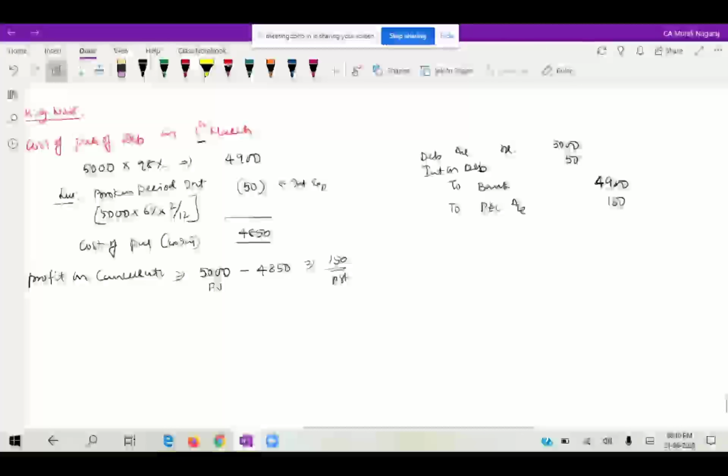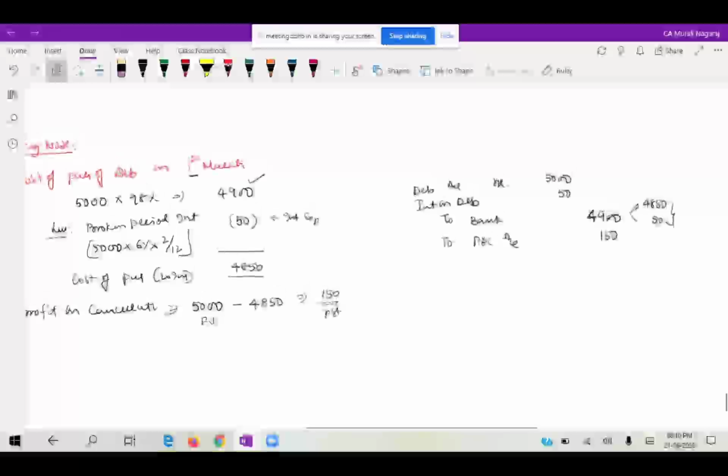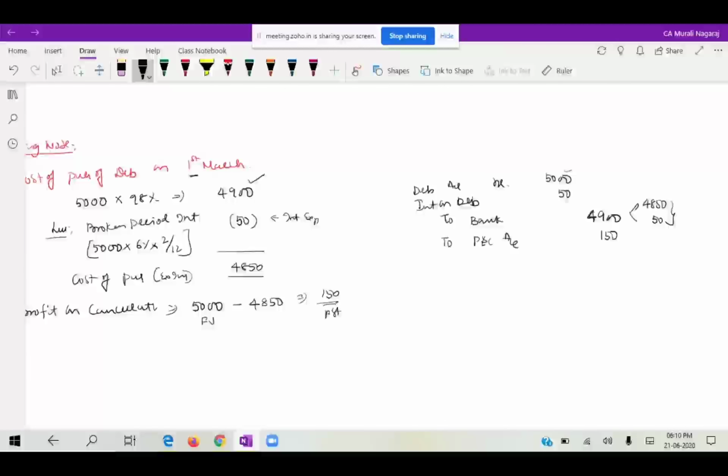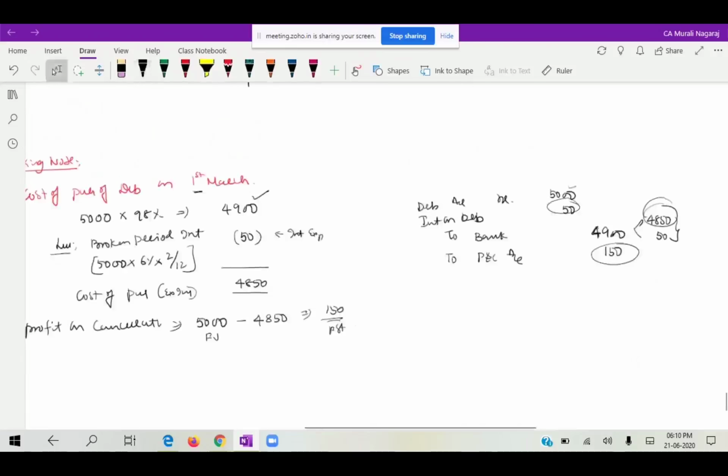So cost 4,850 plus 50 rupees interest, total 4,900 is what I paid, cum interest price. Now posting, if I do debentures completely 5,000, I am supposed to cancel, but out of that the purchase price is 4,850, P&L account 150 and interest account 50 rupees.